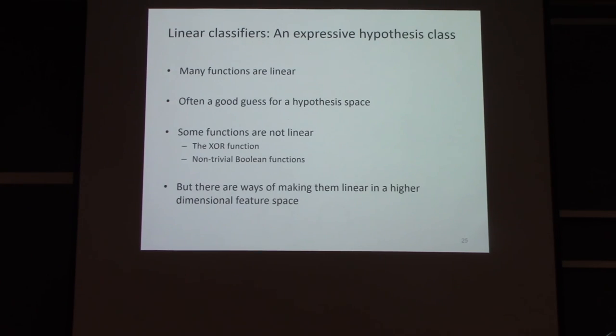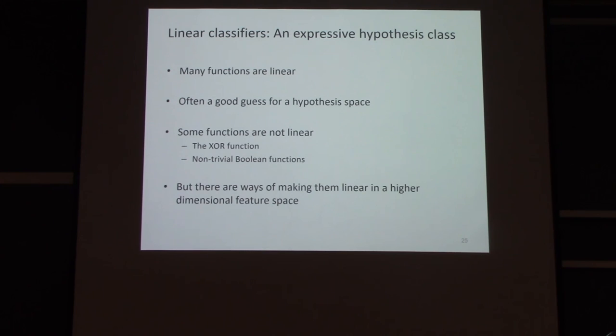Alright, so let me wind up this discussion on the expressiveness of linear classifiers and start the next lecture with regression. Linear classifiers are an expressive hypothesis class. Many functions are linear. Many of the Boolean functions are linear, and it's often a good guess for the hypothesis space just for that reason. But there are functions that are not linear, and it's important to recognize this. The classic example of a nonlinear function is XOR. In fact, XOR is often the standard poster child for a badly behaving function in machine learning. It often comes up as a counterexample.